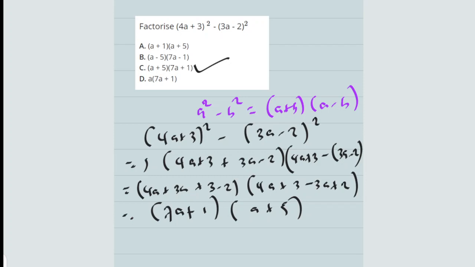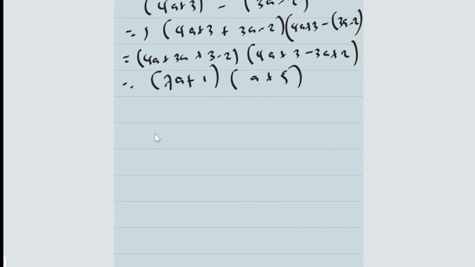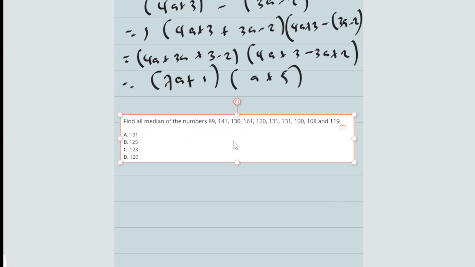In the last question, the 2001 question, we saw a question on mean deviation. But here we are asked to find the median, which is part of the measure of central tendency. So the question says we should find the median of the numbers. What is median? Median is one of these measures of central tendency that I've said, that is the middle number.